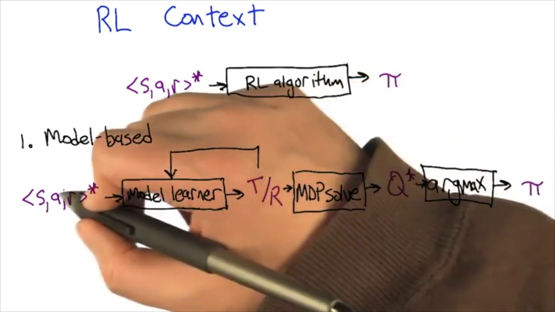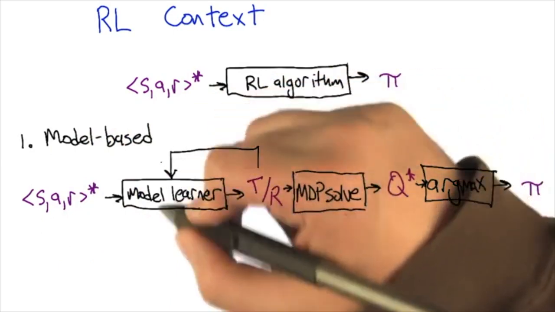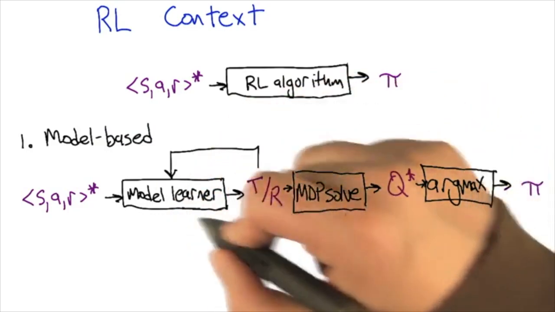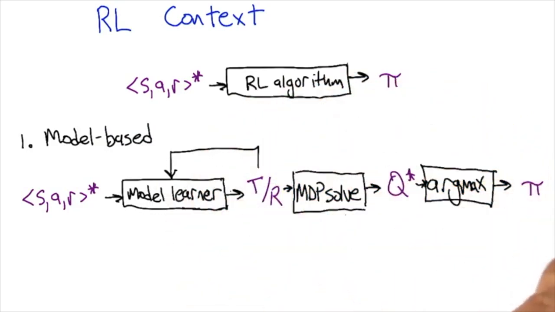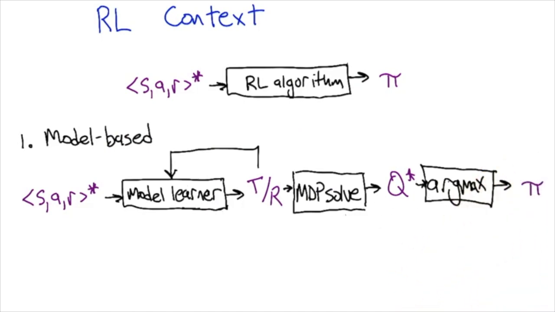Cool, and let me just add one more thing, which is that the model learner takes the history that it's seeing, but it also takes its current estimate of the transitions and rewards to produce the new estimate of the transitions and rewards. So this is how I want to represent the learning piece of the sequence. Does that make sense? All right, so this is one type. Now let me show you another type.